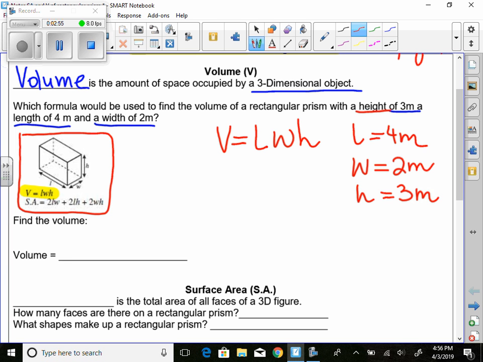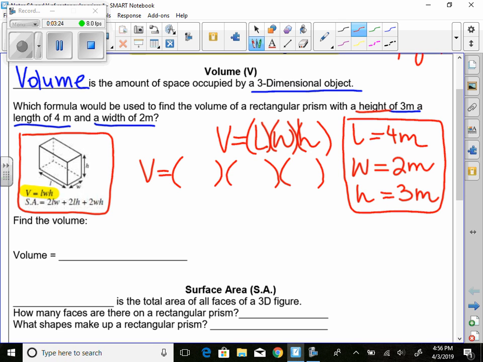So this prism is 4 by 2 by 3. So if I'm looking at this formula, L W height, if I don't have any operations in between my variables, that means I have to multiply them. So I can put them in parentheses if this helps. What I need to do next is just simply replace my variable with the values that are given to us. So L is 4, W is 2, times height is 3.